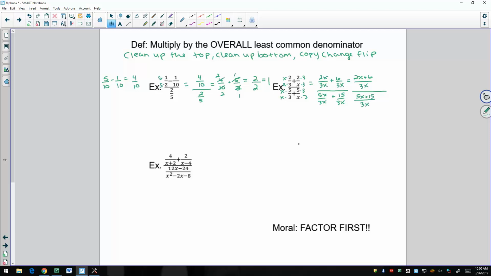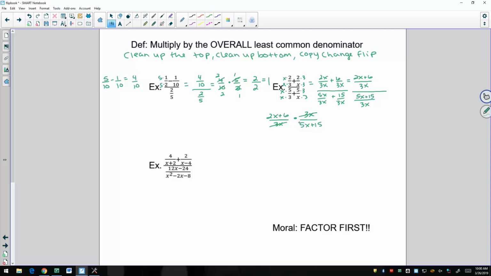Now I'm going to copy, change, flip, because I have a single fraction on the top, a single fraction on the bottom. So I copy the 2x plus 6 over 3x. I change the division to multiplication, and I flip the bottom fraction. Now when you flip it, you'll notice something nice actually happens with the 3 x's. You can cancel those out because they are common factors where one is on the top, one is on the bottom. They divide out to be 1.